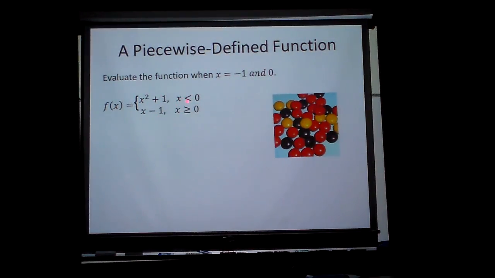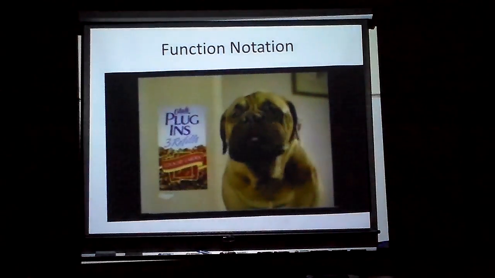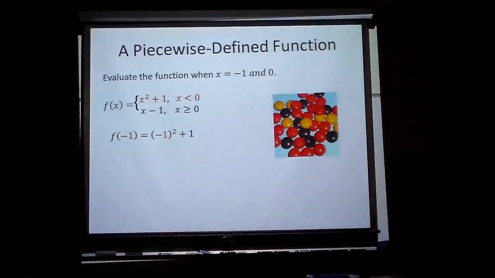I'm going to use only the top one when x is less than 0, and I'm going to use the bottom one when x is 0 or greater. So the first thing I'm going to do is decide, when I use -1 and 0, when I use -1, is -1 less than 0 or greater? Less than. Because -1 is less than 0, this tells me I must use the top one. So I'm going to plug it in the top one.